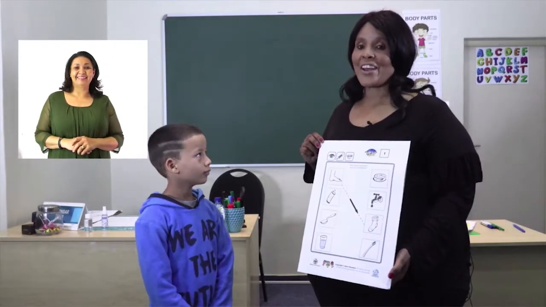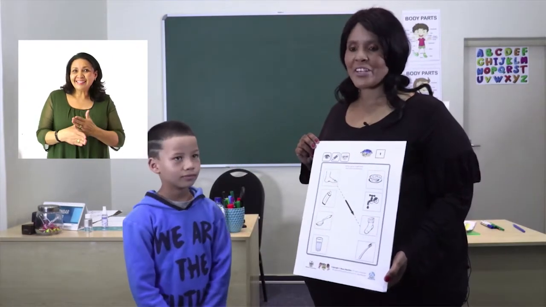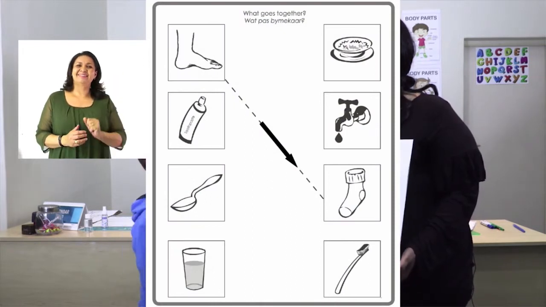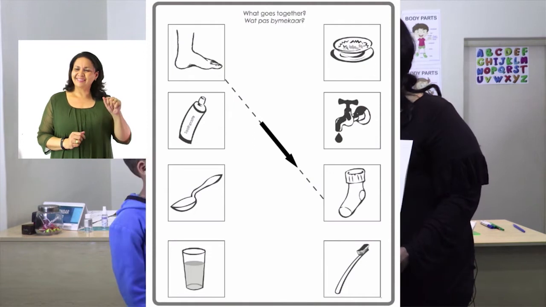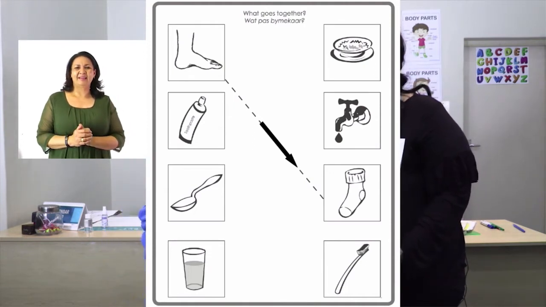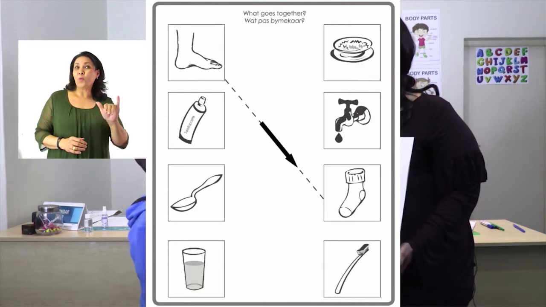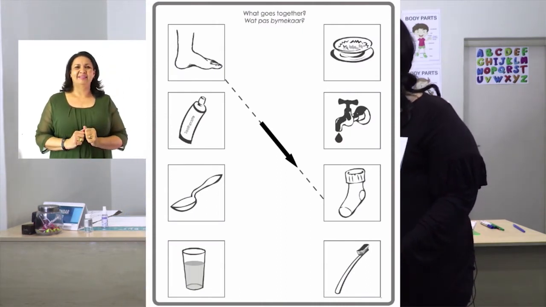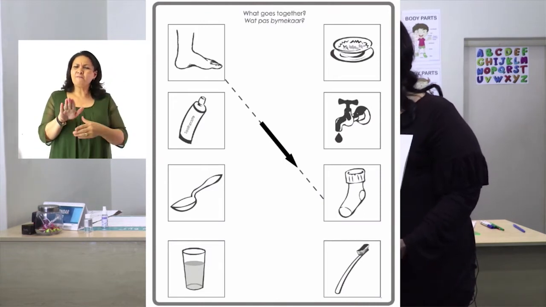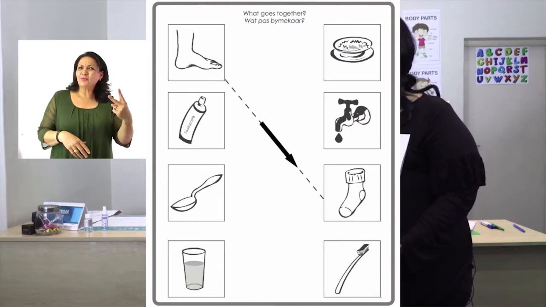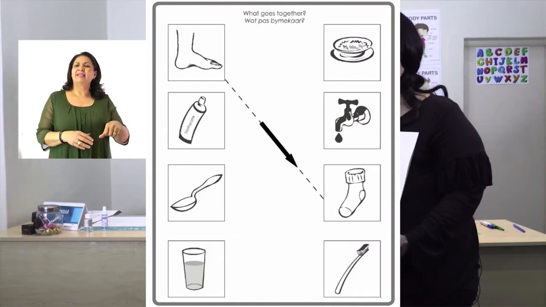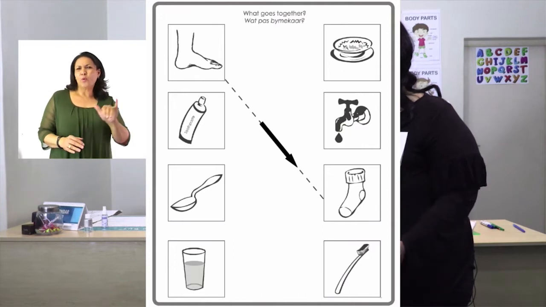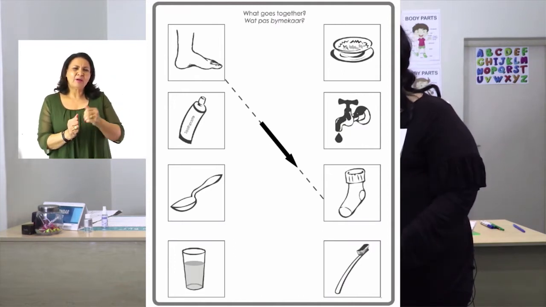Are you ready for our next lesson? Can you turn to page 7? Are you at page 7? Yes. Now on this page, we have to find out which picture goes with the other, what goes together. Now on the first picture, we have the foot. The next one is the toothpaste, and the next one is the spoon, and the last one is a glass of water. We have to find out now which one goes together with the ones on your left-hand side.